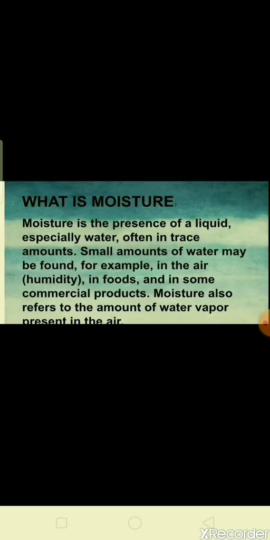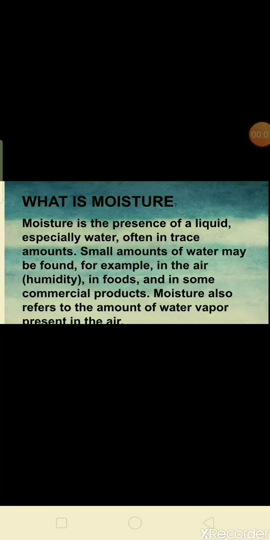Now let us move on to the next part of the chapter, that is moisture. So what is moisture? What do we understand by moisture? Moisture is the presence of a liquid, especially water, often in trace amounts. Small amounts of water may be found, for example, in air, in food, or in some commercial products. Moisture also refers to the amount of water vapor present in the air.